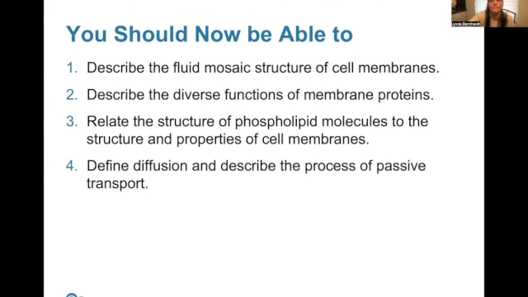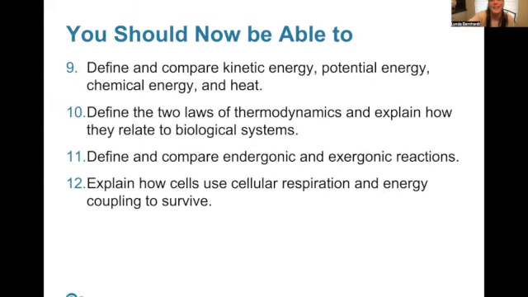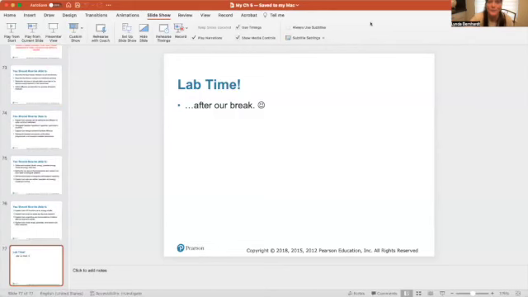And there you go. That is chapter 5. Obviously no lab there because we've already done the lab, but I hope that was helpful.